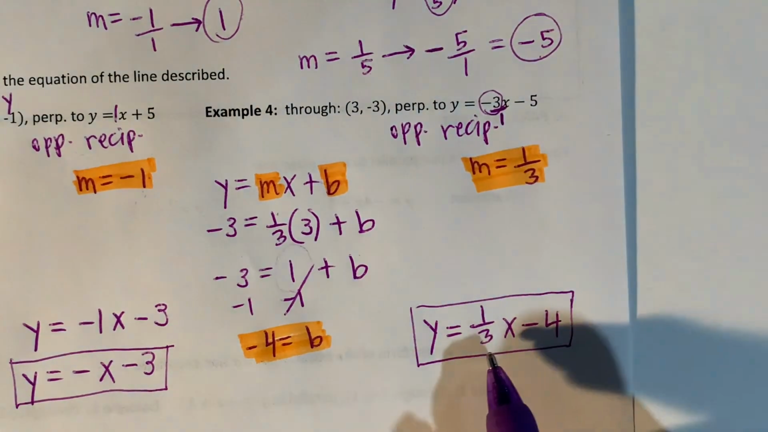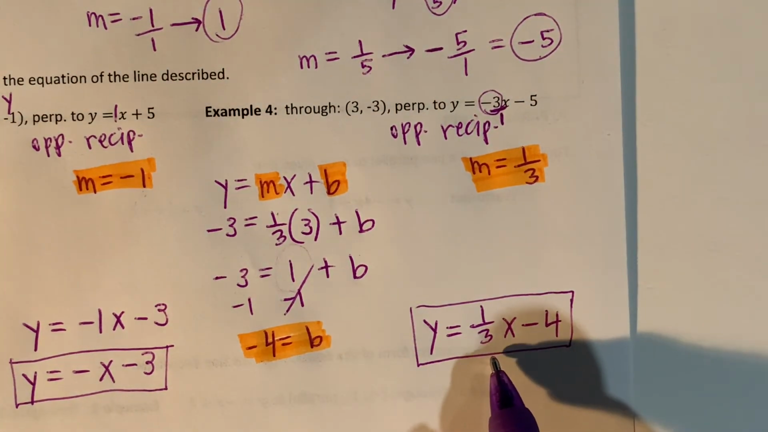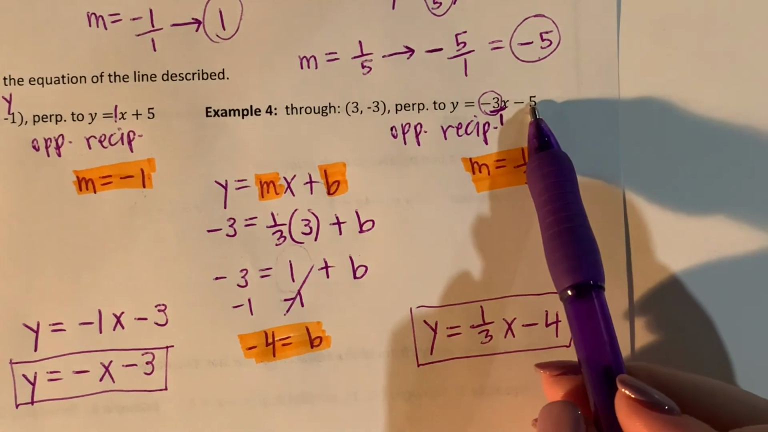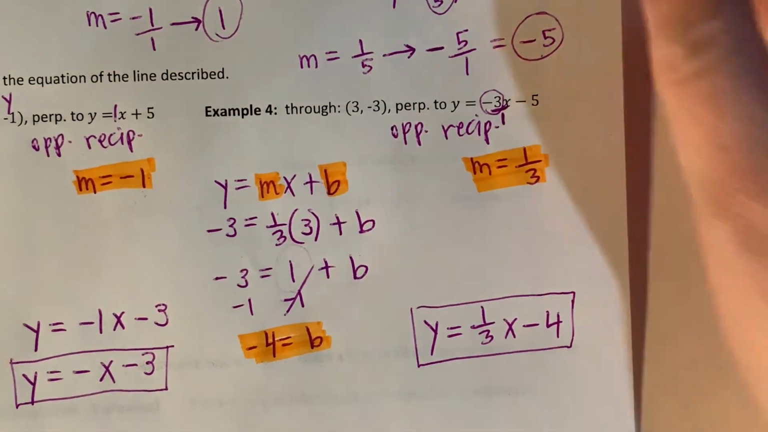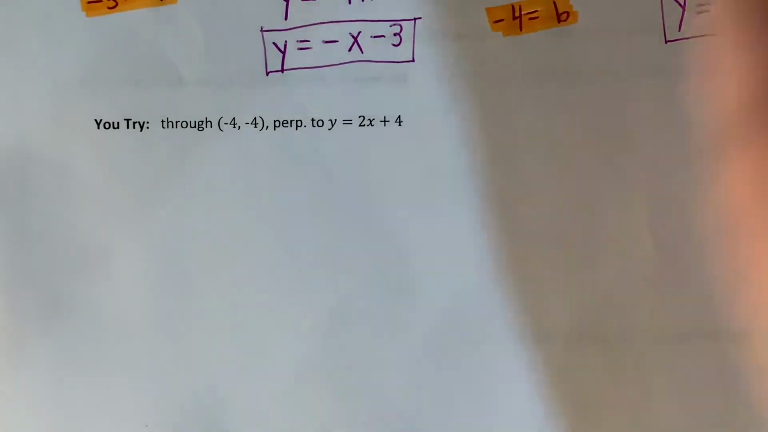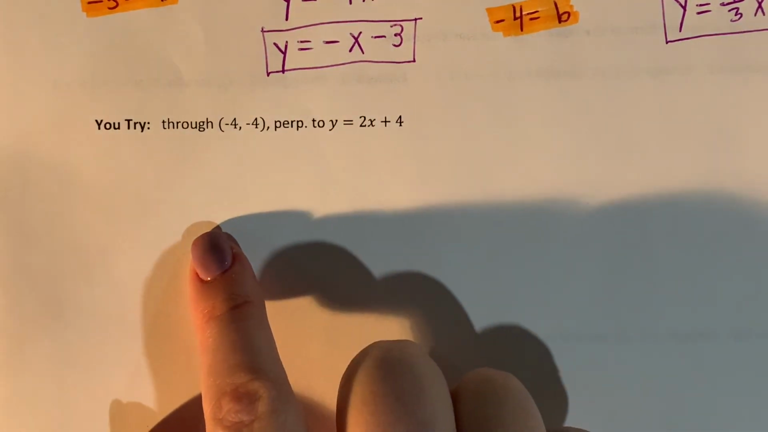So here's slope-intercept form of an equation that's perpendicular to this line, and it'll end up going through this point on the graph. This time you've got one U-try. Go ahead, pause the video, and see what you come up with.